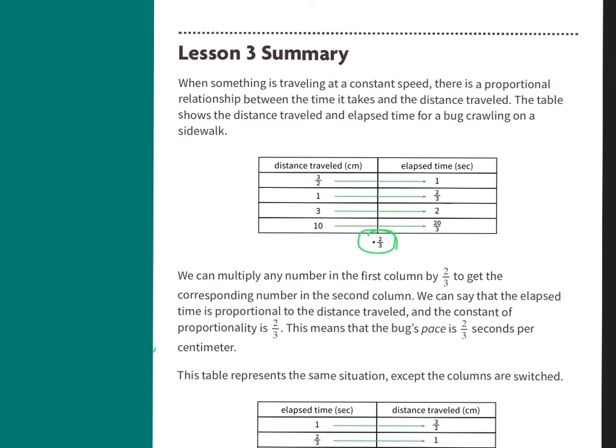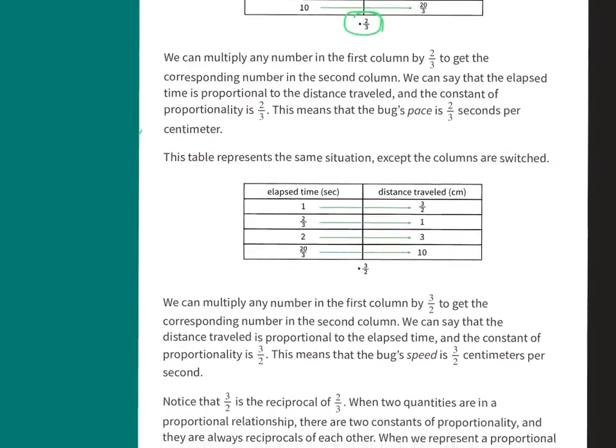So we can multiply any number in the first column by 2/3 to get the number in the second column. We can say that the elapsed time is proportional to the distance traveled, and the constant proportionality is 2/3. This means that the bug's pace is 2/3 seconds per centimeter. Okay? This table represents the same situation except the columns are switched.